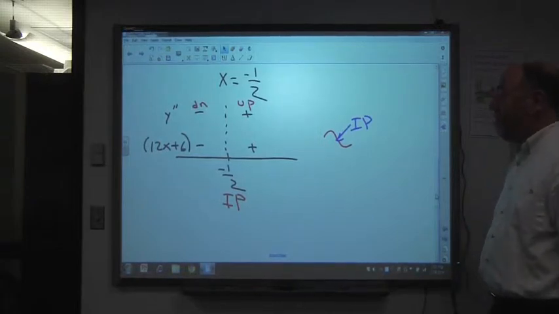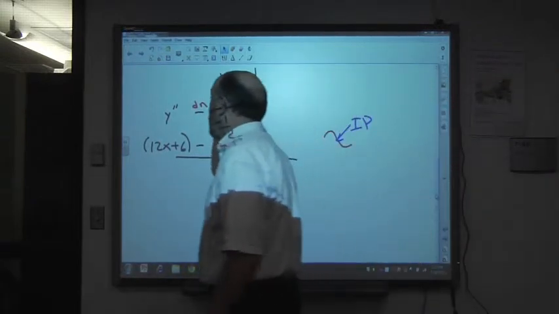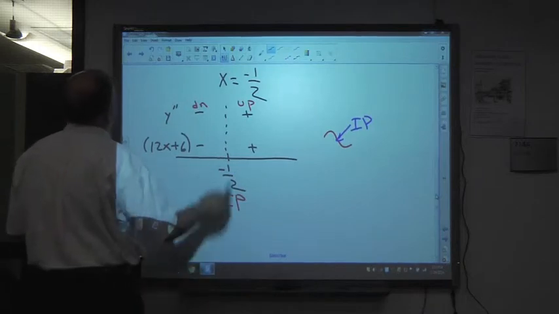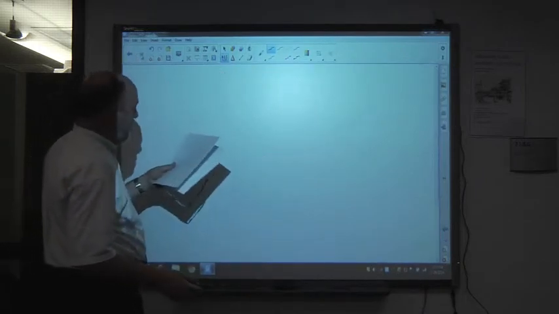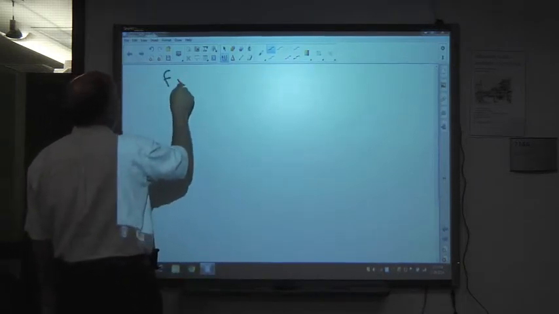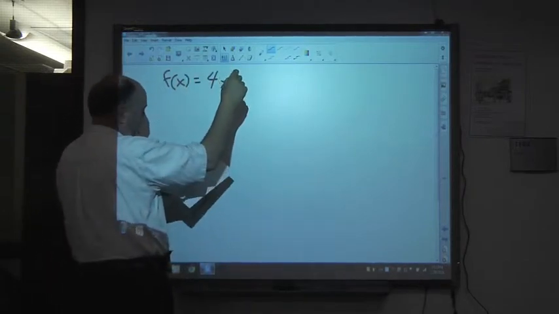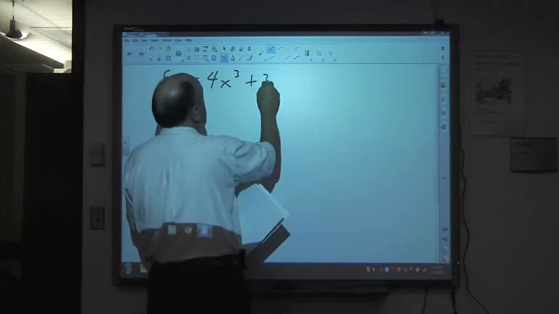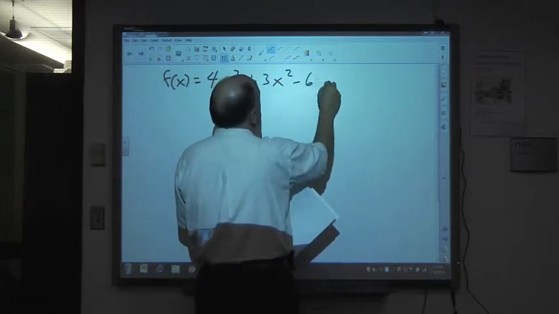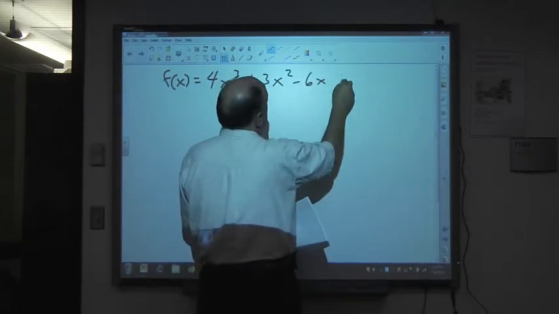Right? So let's go through another example of how all this works. So we'll go through the whole process. So we got f of x equals 4x cubed plus 3x squared minus 6x plus 1.